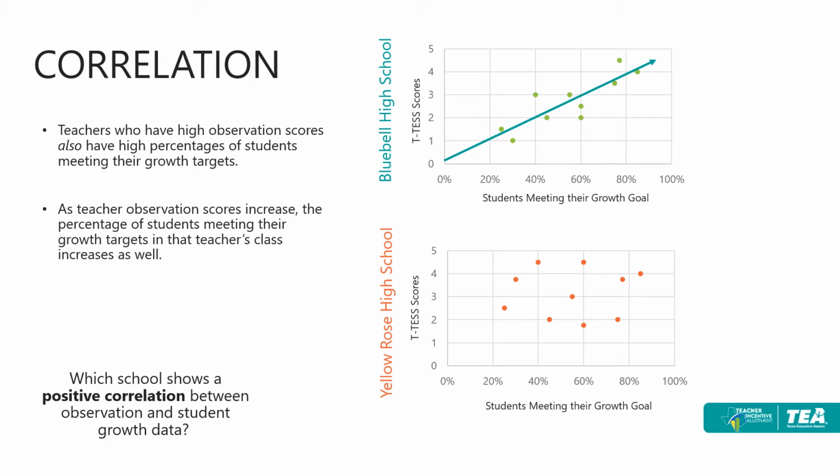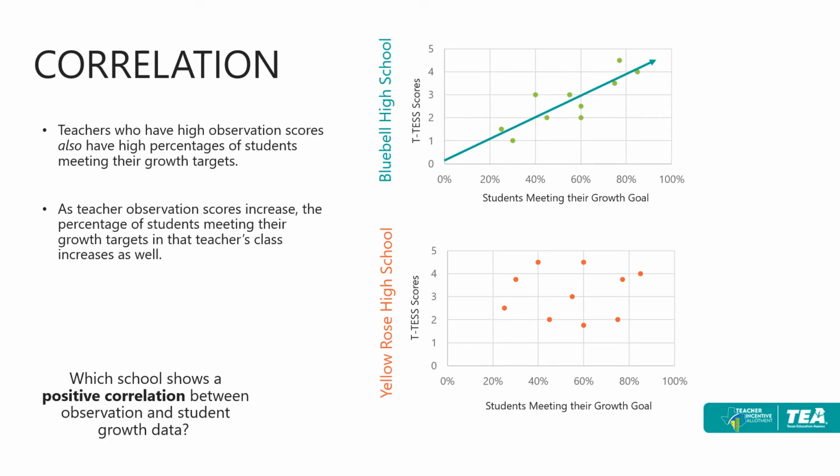Take a look at these two graphs. You can see that at Bluebell High School, for example, a teacher had an average of 2 on Ttest, and 60% of that teacher's students met their growth target. We can see that at Bluebell High School, as teachers' Ttest scores increase, so does the percentage of students meeting their growth targets. On the graph, the data points generally move up and to the right.